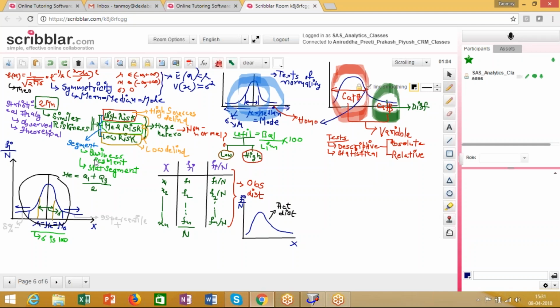So what I mean is, given this variable x, the actual distribution and the observed distribution, we can try and find out whether the variable x follows a normal distribution or not. And to do that, we'll have certain statistical tests. So that is what we discuss next.